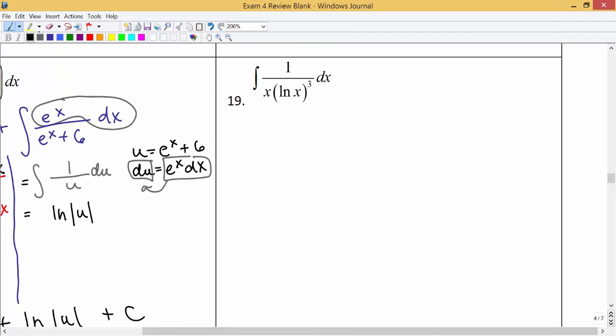Alright, for number 19, we're also going to solve this by u substitution. We're going to let u equal the most complicated part of the expression, or something that's raised to a higher power. So in this problem, I'm going to let u equal ln of x.